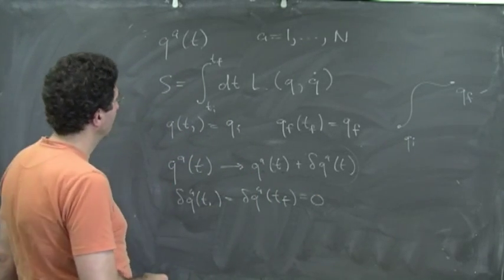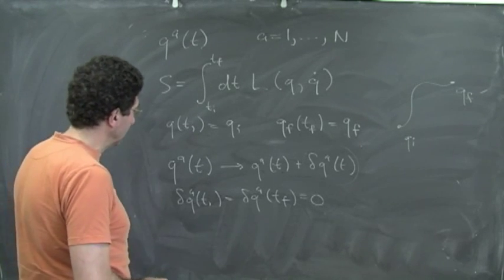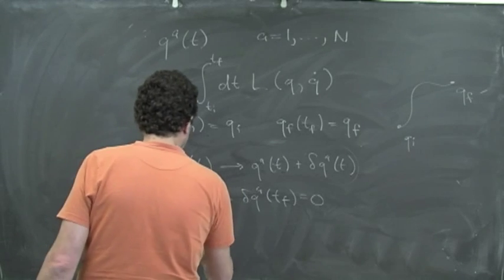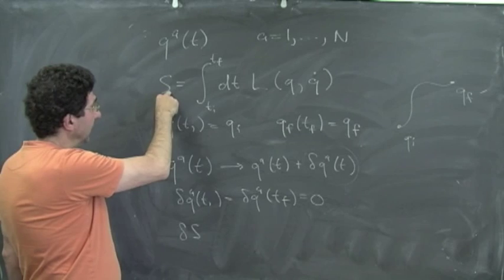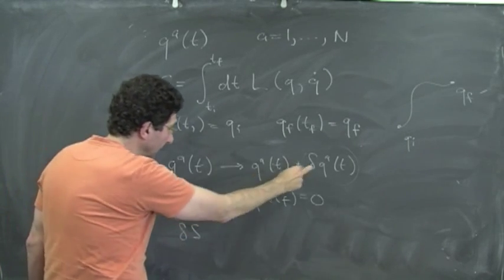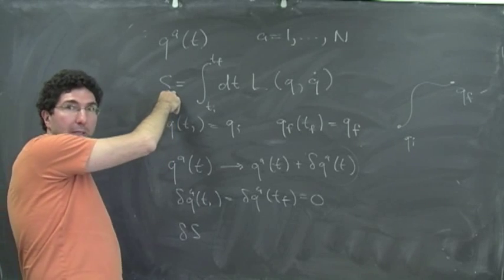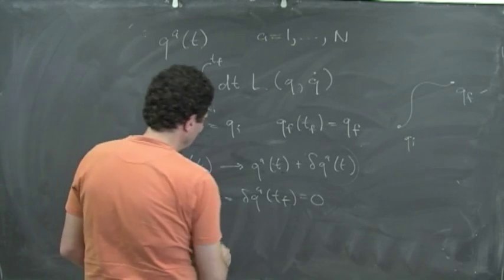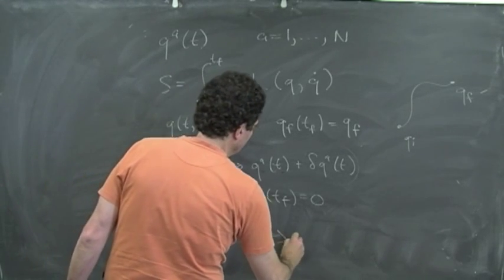Okay? All right, and so then what we're supposed to do is we're supposed to extremize the action. That means we compute delta S, where delta S is just the linear term in delta q when we replace q by q plus delta q in here. So that thing is equal to 0. That gives us the classical equations of motion.